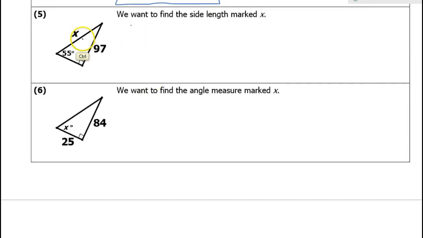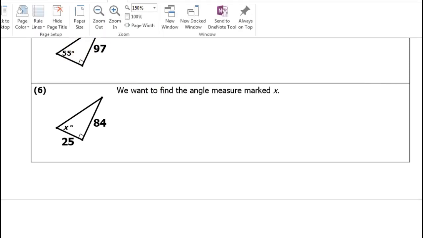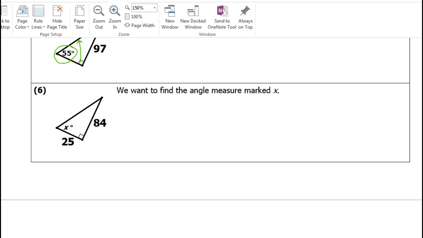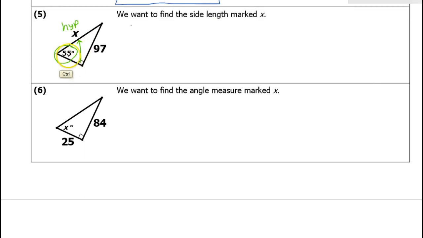Okay, number 5. We want to find the side marked x. We will go through the same steps again. Start by circling the angle that you have, and then label the sides, always starting with the hypotenuse, which is across from the 90-degree angle. And then label your opposite and adjacent.